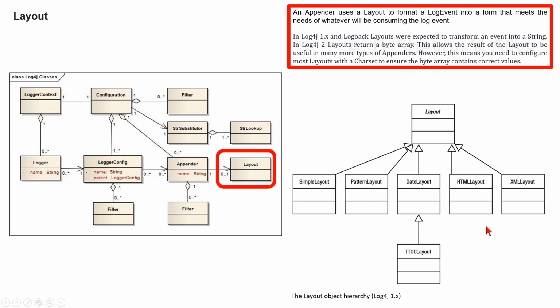HTML layout. This layout outputs events in an HTML table. Appenders using this layout should have their own encoding set to UTF-8 or UTF-16. Otherwise, events containing non-ASCII characters could result in corrupted log events. This is about Log4j 1.x.